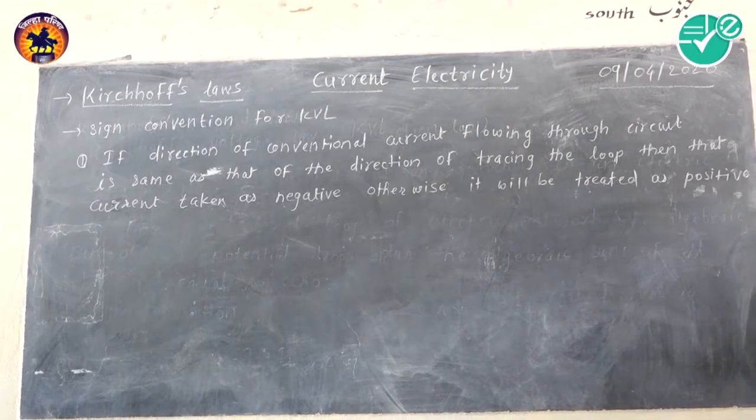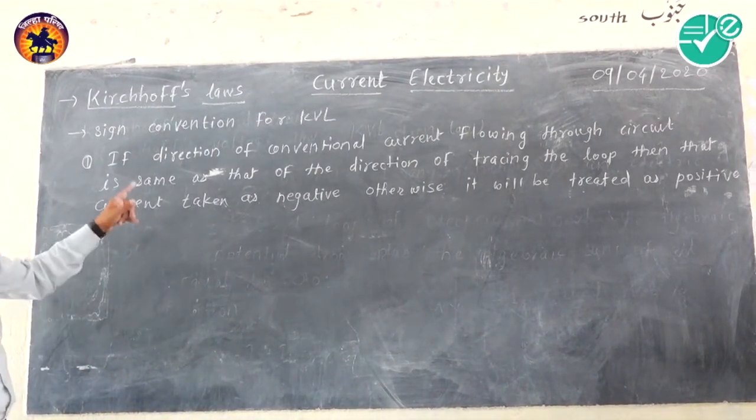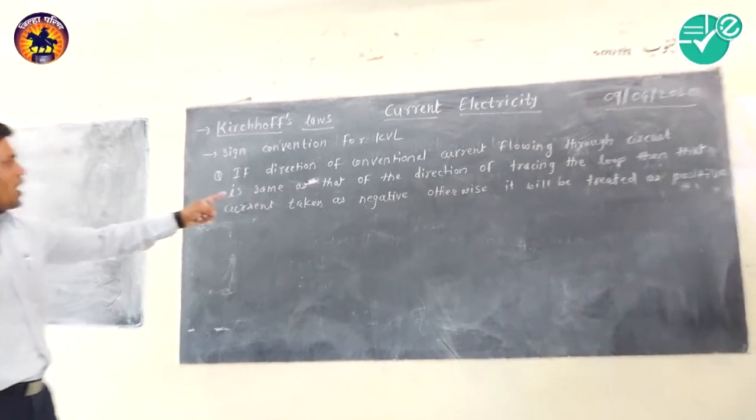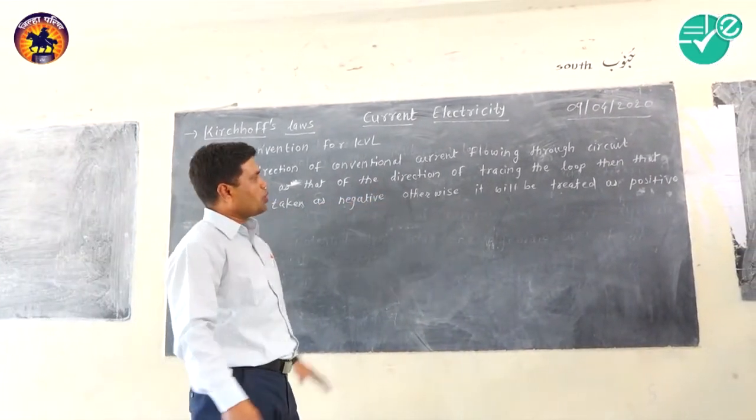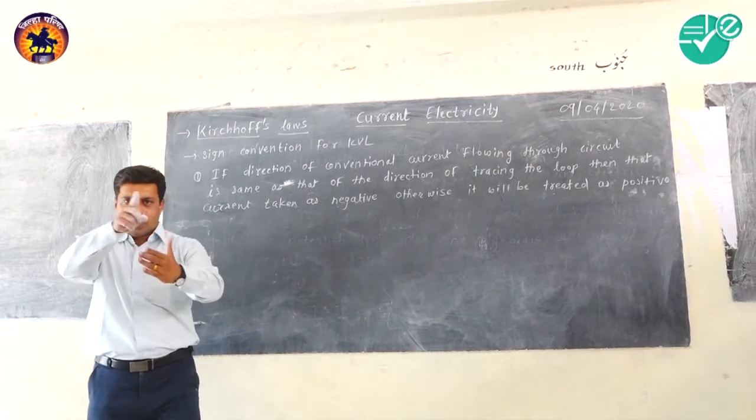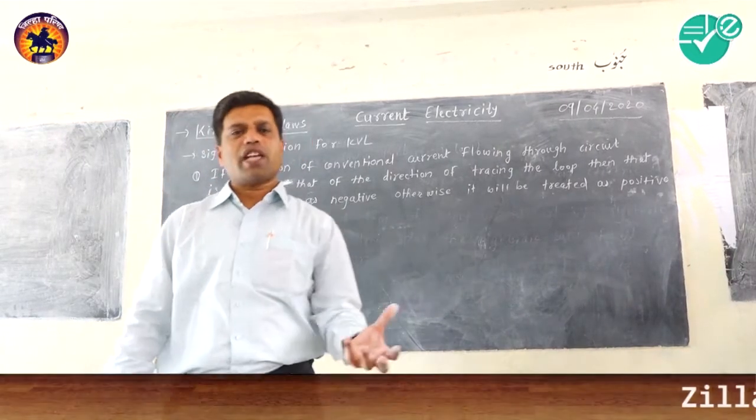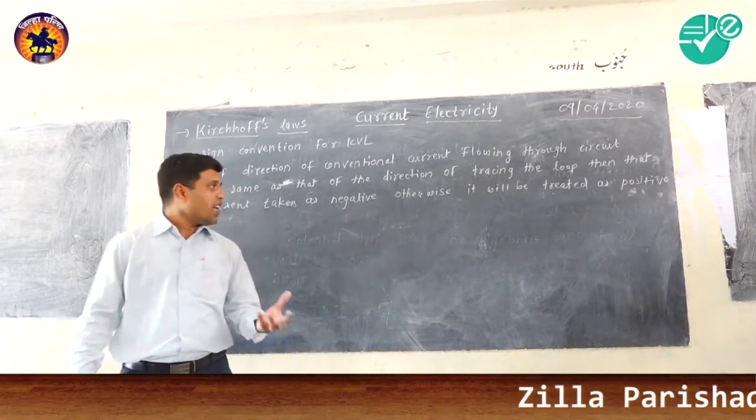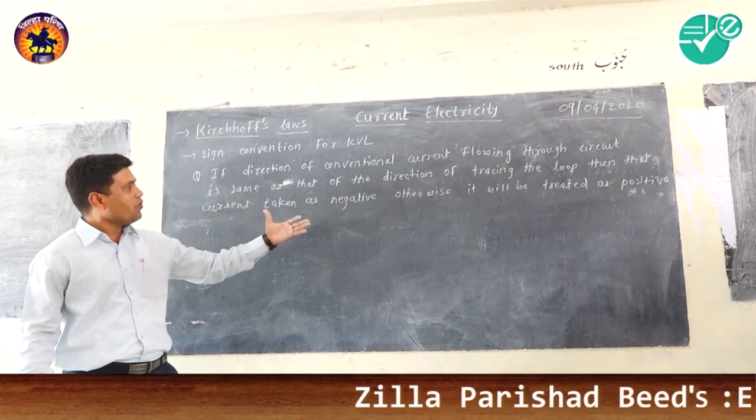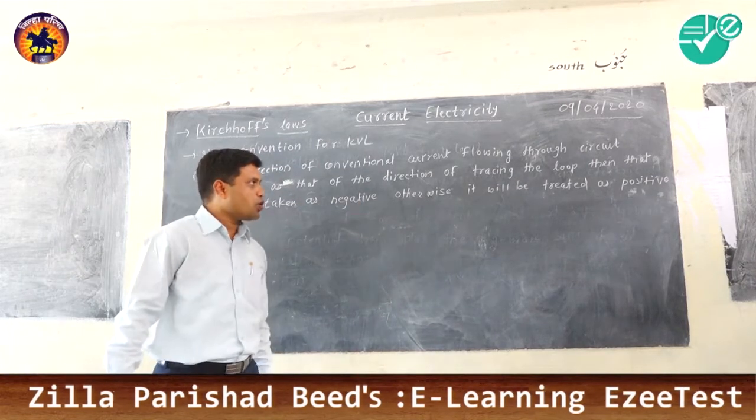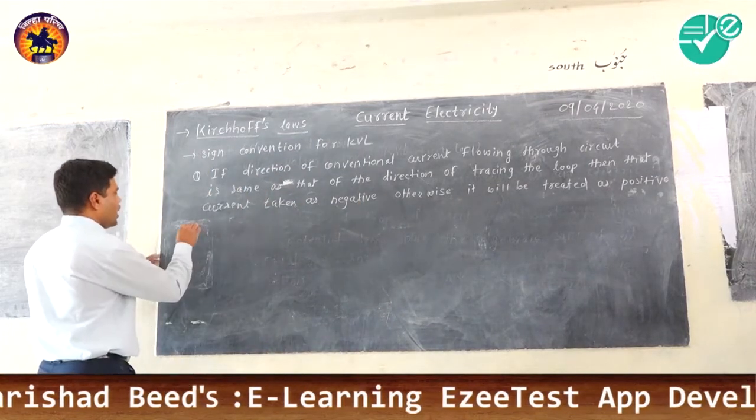According to this law, if the direction of conventional current flowing through the circuit is the same as that of the direction of tracing the loop, suppose we are tracing the loop in an anti-clockwise direction, and in that circuit current is also flowing in the same direction, then that current you have to take as negative. If it is flowing in the opposite direction, then you have to take that current as positive. This is a very simple and first sign convention.